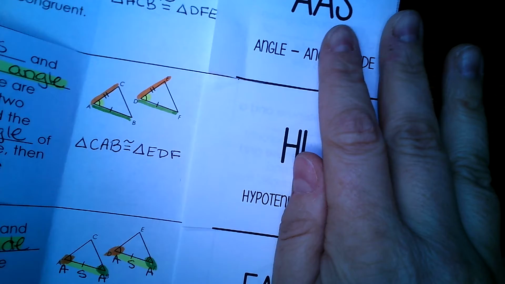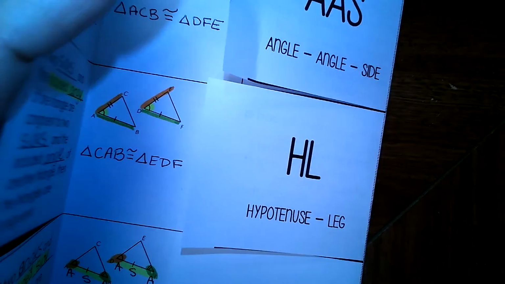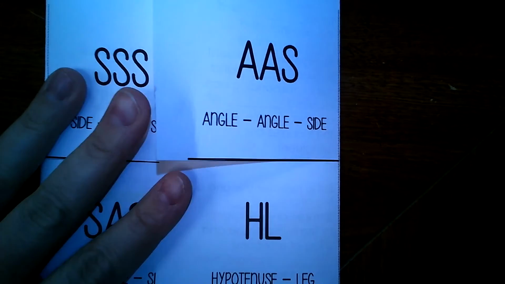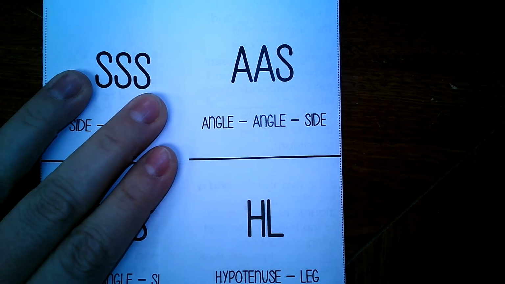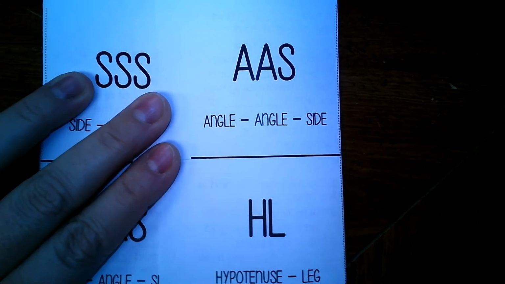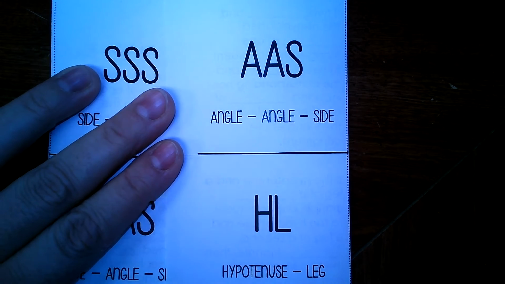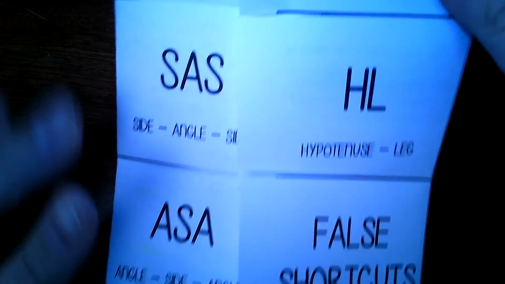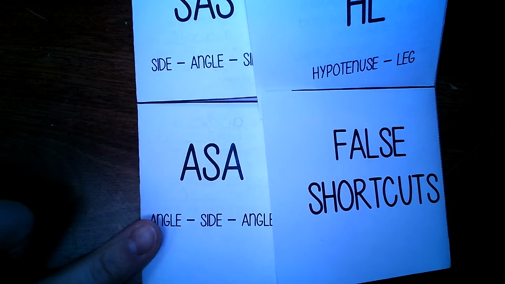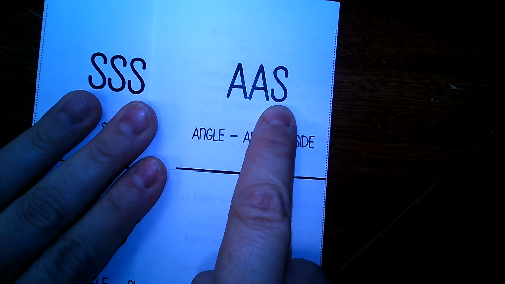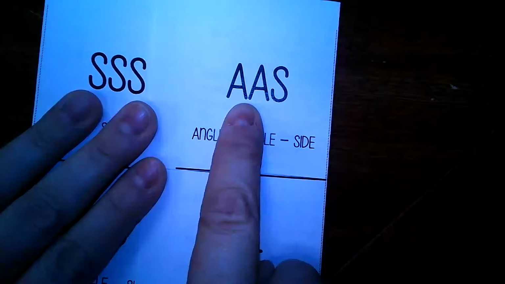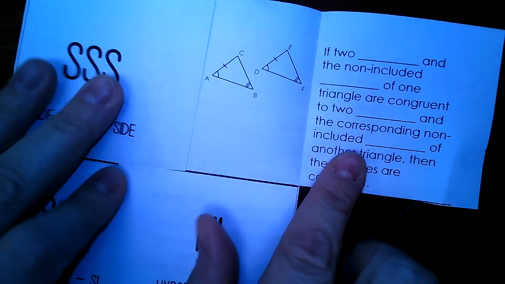Okay. Close this up. Looking on the right side this time. Okay. We're going to check out AAS next. Now, this is super important. You recognize that AAS is different than the previous one we looked at, which was ASA. These are different. The S has moved, and that's on purpose. Here, the side is not between the two angles. Let's see what that looks like visually.